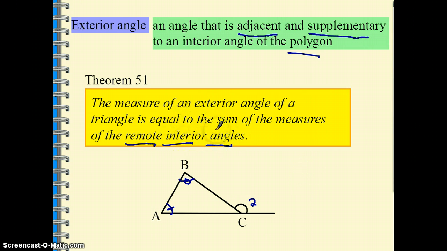So what this is telling us is that in a triangle, and this is important, it has to be in a triangle, the exterior angle is just equal to the sum of the other two.